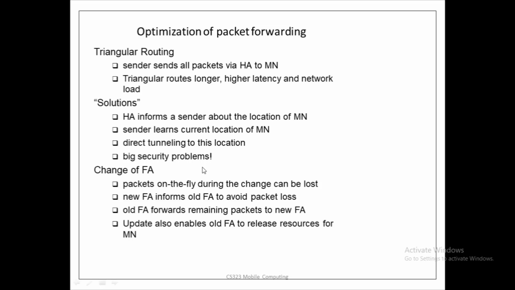So this is how the triangular routing is created: from the corresponding node to the home agent, and from the home agent to the care of address or mobile node, and from the mobile node back to the corresponding node. So in this way this triangular problem is created. Now what is the solution for this triangular problem?